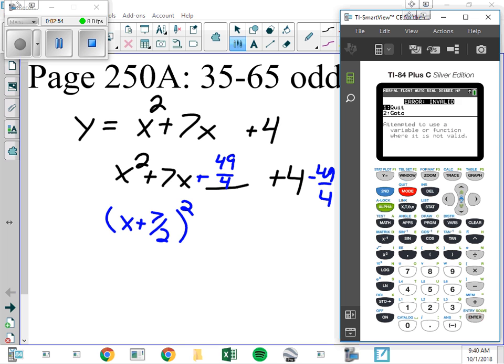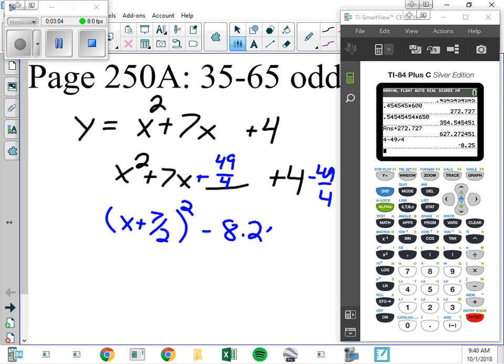Oh, that didn't work. 4 minus 49 fourths. I get negative 8.25. So 7 halves is 3.5. So I'm going to go left 3.5, which is right there, and then down 8.25. It looks like this.